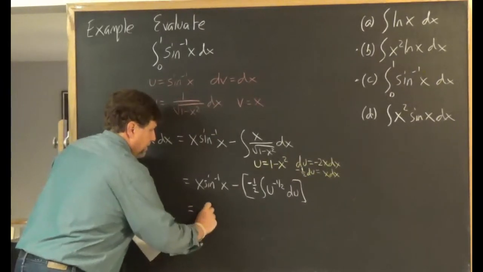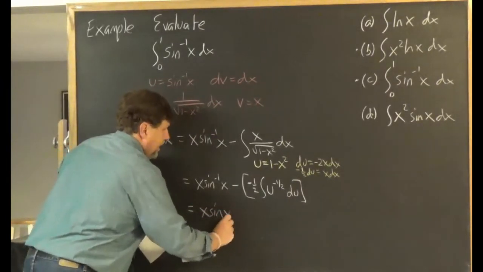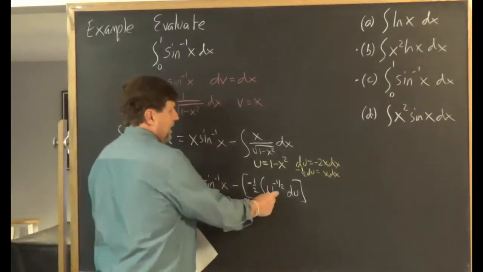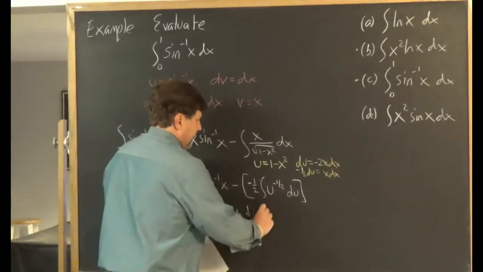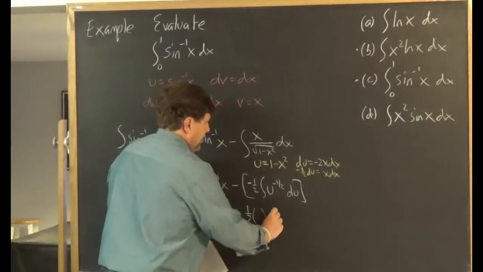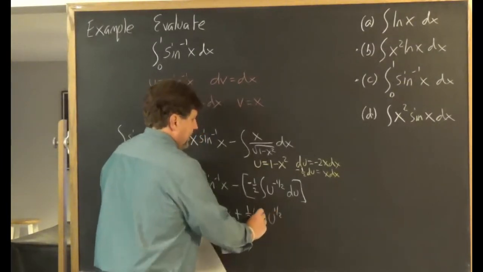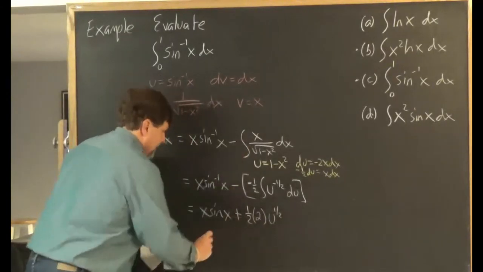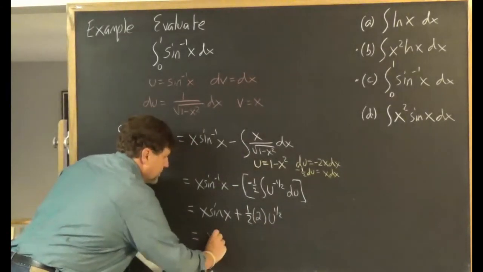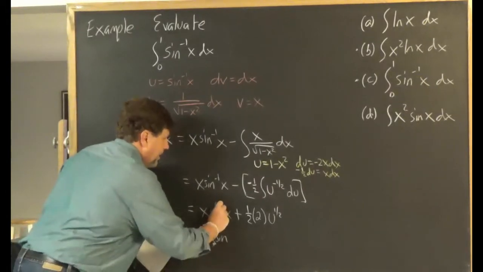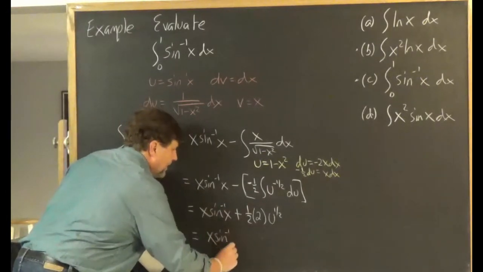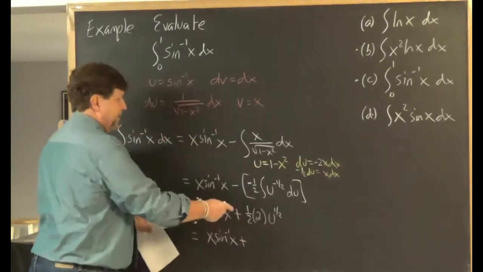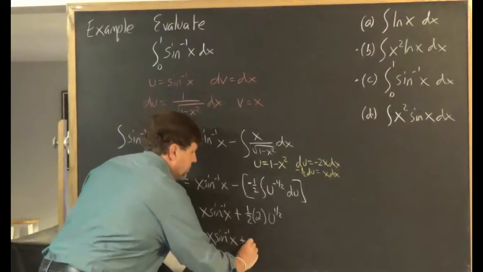I keep going. No, I'm going to get a plus here. That's kind of nice. u to the negative 1/2, get an antiderivative. That's u to the 1/2 with a 2 right there. Resubstitute. So I get x, I left off my inverse sine, x inverse sine x plus u to the 1/2. u is 1 minus x squared.